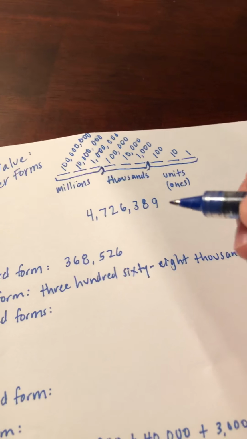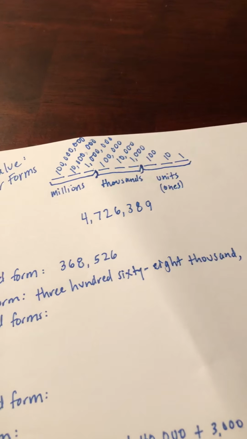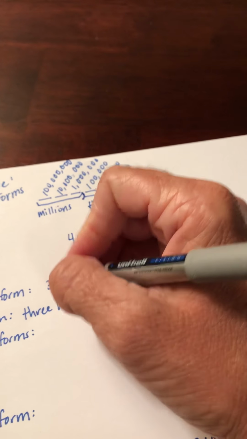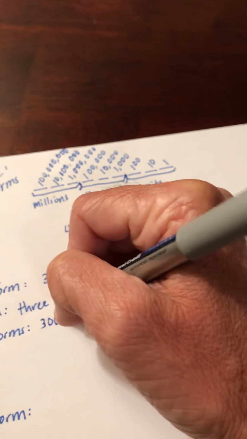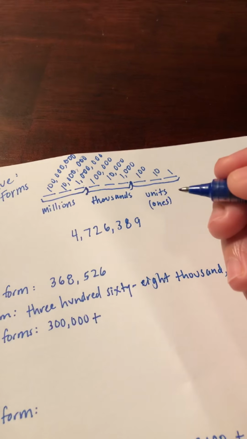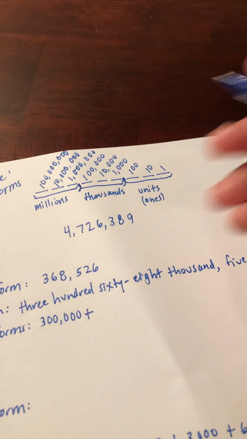Because 3 doesn't mean 3 unless it's in the ones place. 3 has lots of different values. So what does this 3 mean? Well, it's in the 100,000s, so it's going to mean 300,000. And then we're going to basically break this number up and add all its values back together.